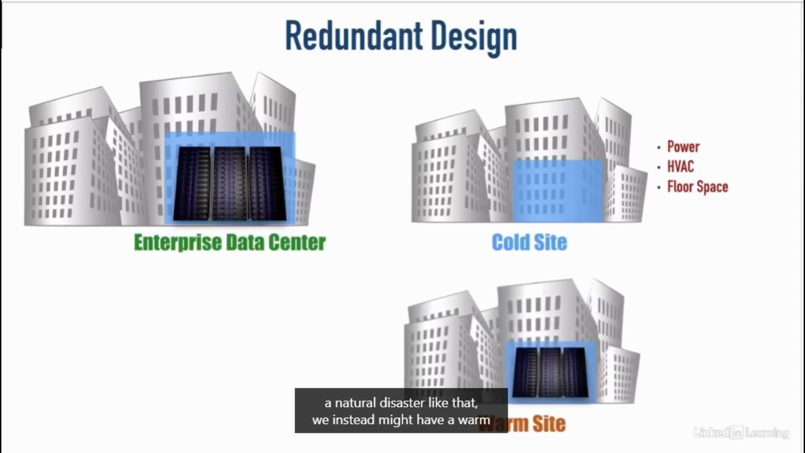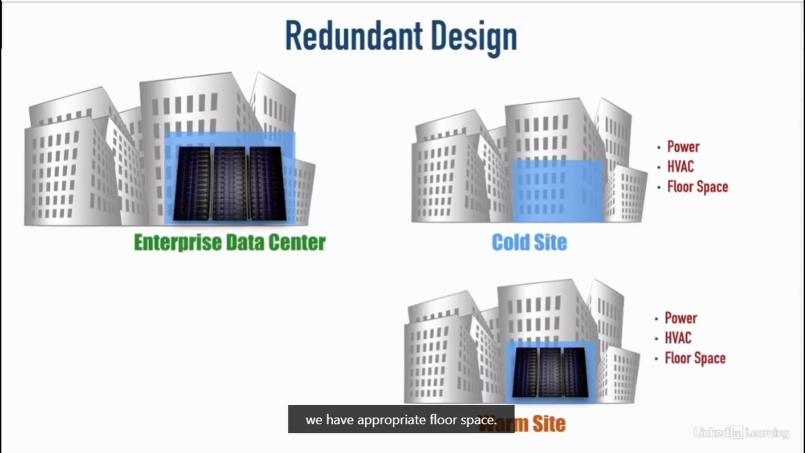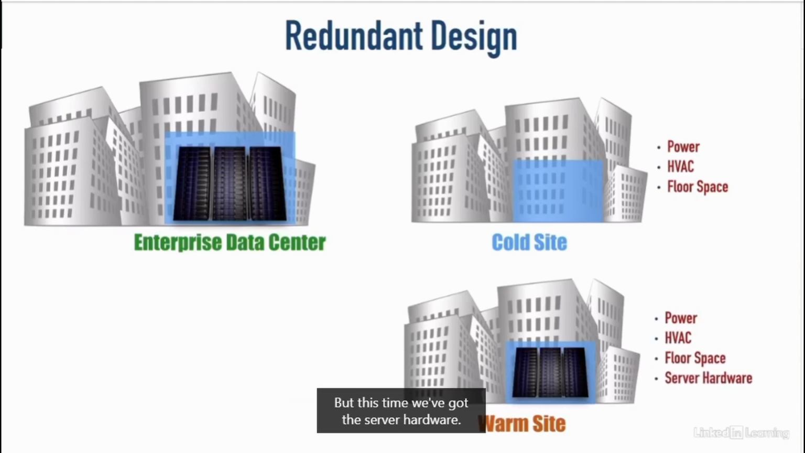To lessen the time it's going to require to recover from a natural disaster like that, we instead might have a warm site. With a warm site, we still have an off-site location that's been identified. We have power, we have HVAC systems, we have appropriate floor space, but this time we've got the server hardware.